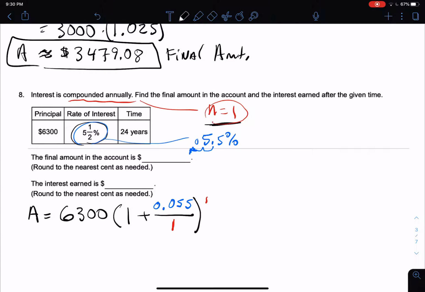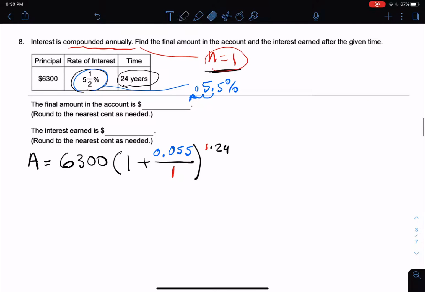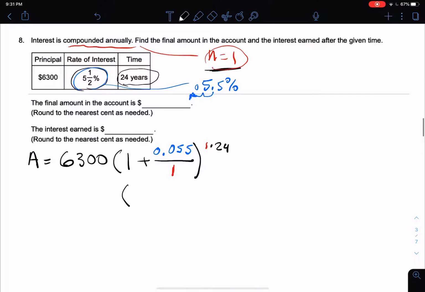And then that gets raised to 1 times the time, which was 24 years. All right, well, this should show some really good growth because now we're compounding it for 24 years. That should show quite a bit of growth in our account. So, of course, the first thing you do is divide by 1, which doesn't do anything, and then add 1. Okay, so this value in the parentheses is 1.055. 1 times 24 is 24.